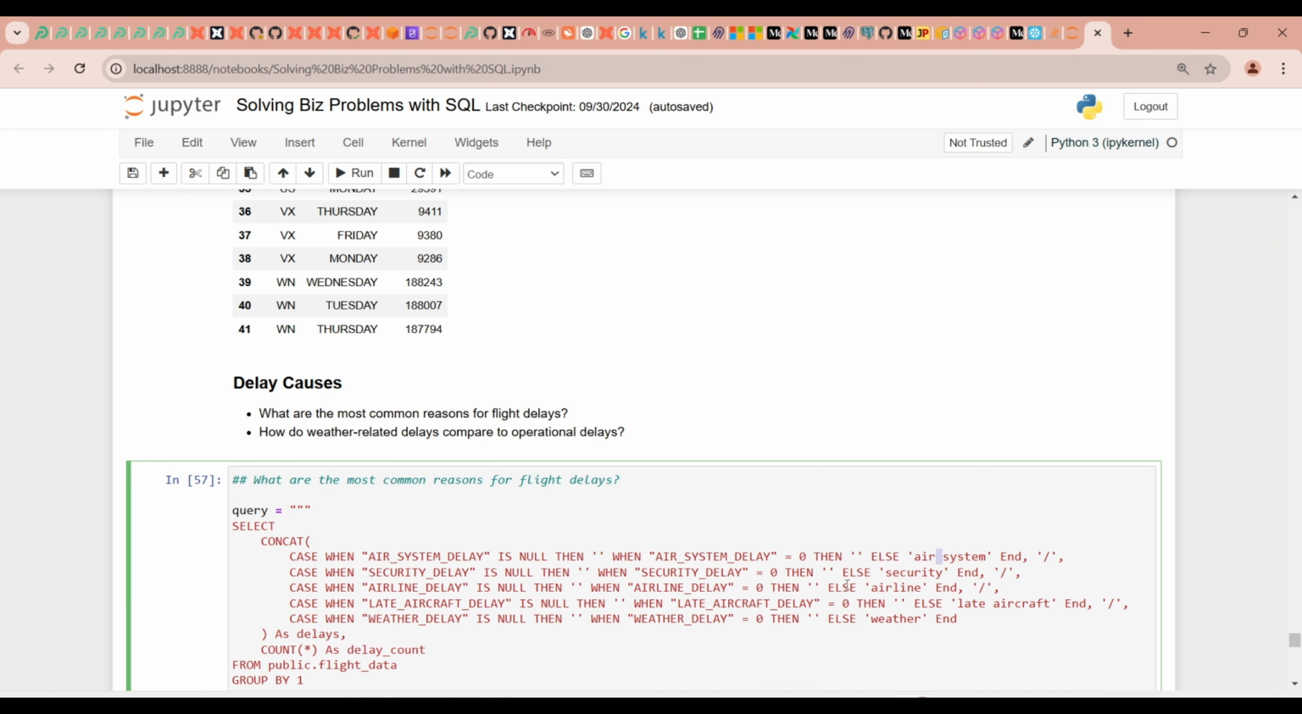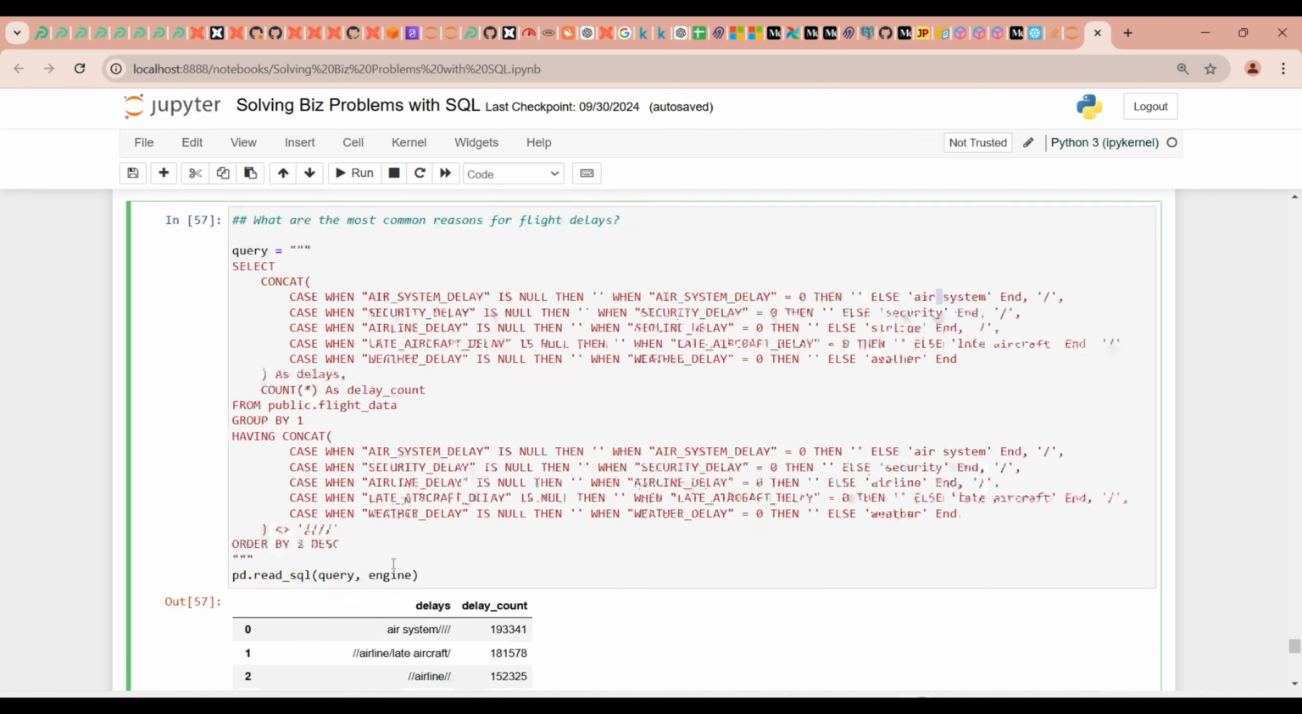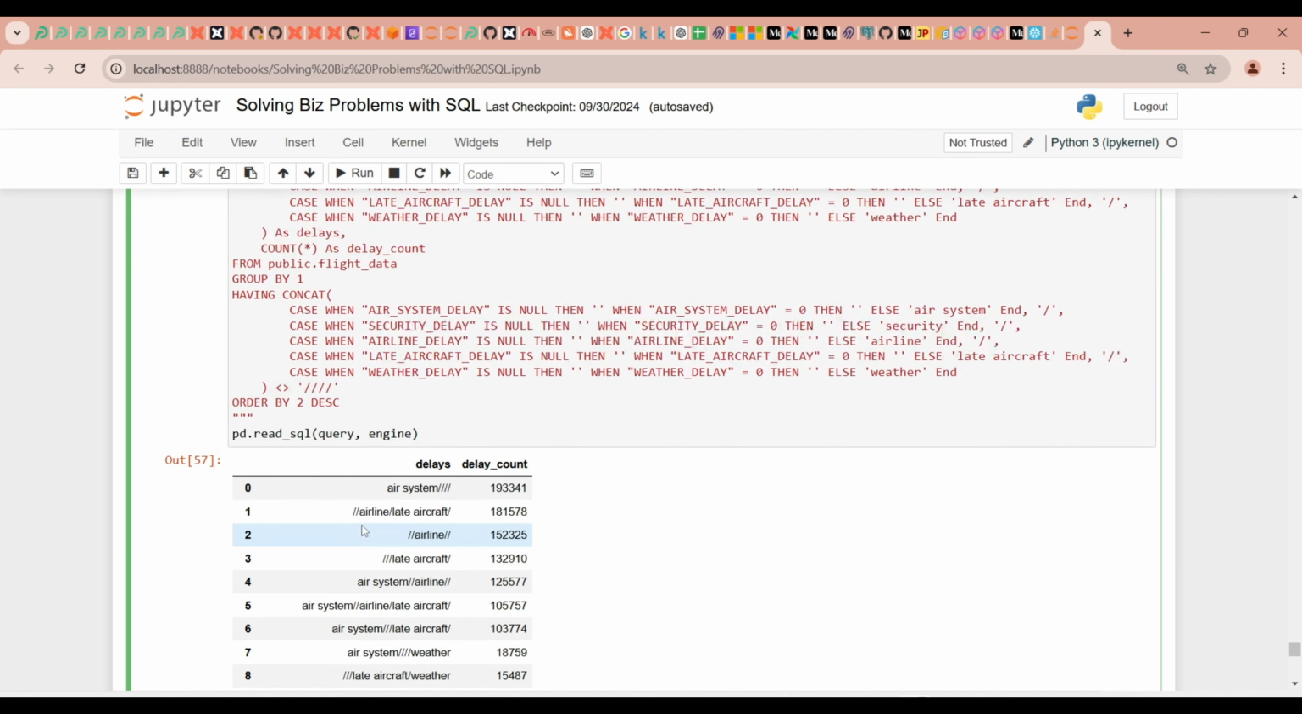They will now aggregate, do a count. This one is just to filter out when there is no delay at all, because when we have slash slash slash slash, it means that across the board, all these delays did not happen. When we did that, we saw that air system delay was topping the chart with 193,000 occurrences, followed by airline and late aircraft delay.